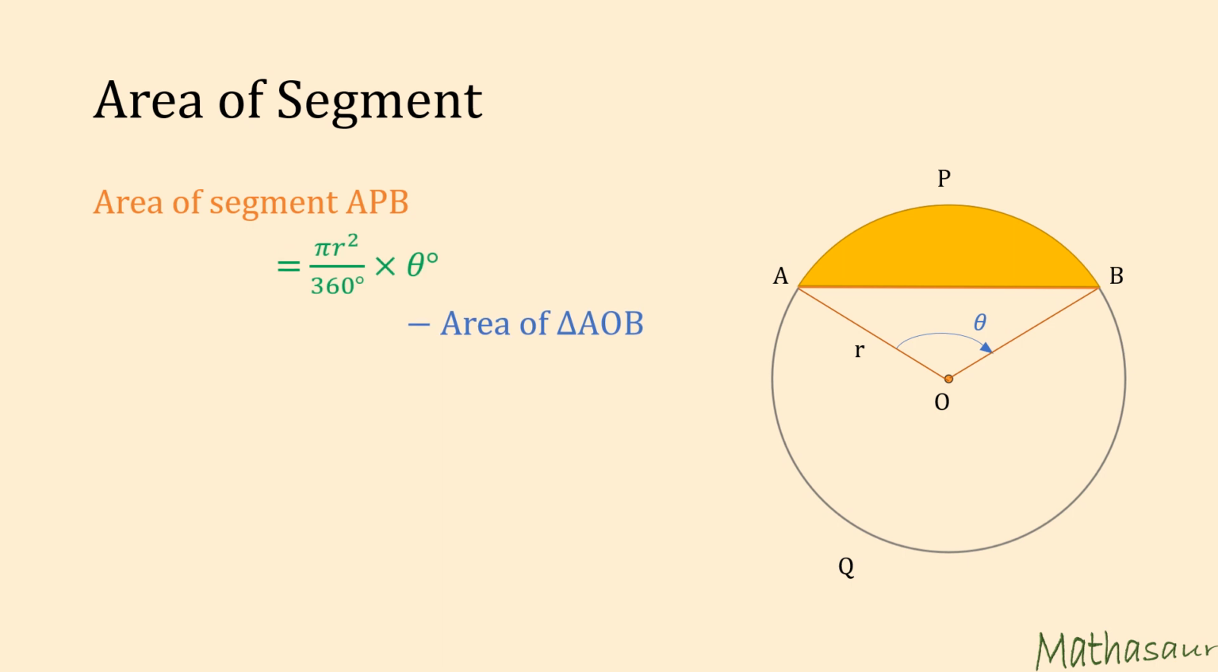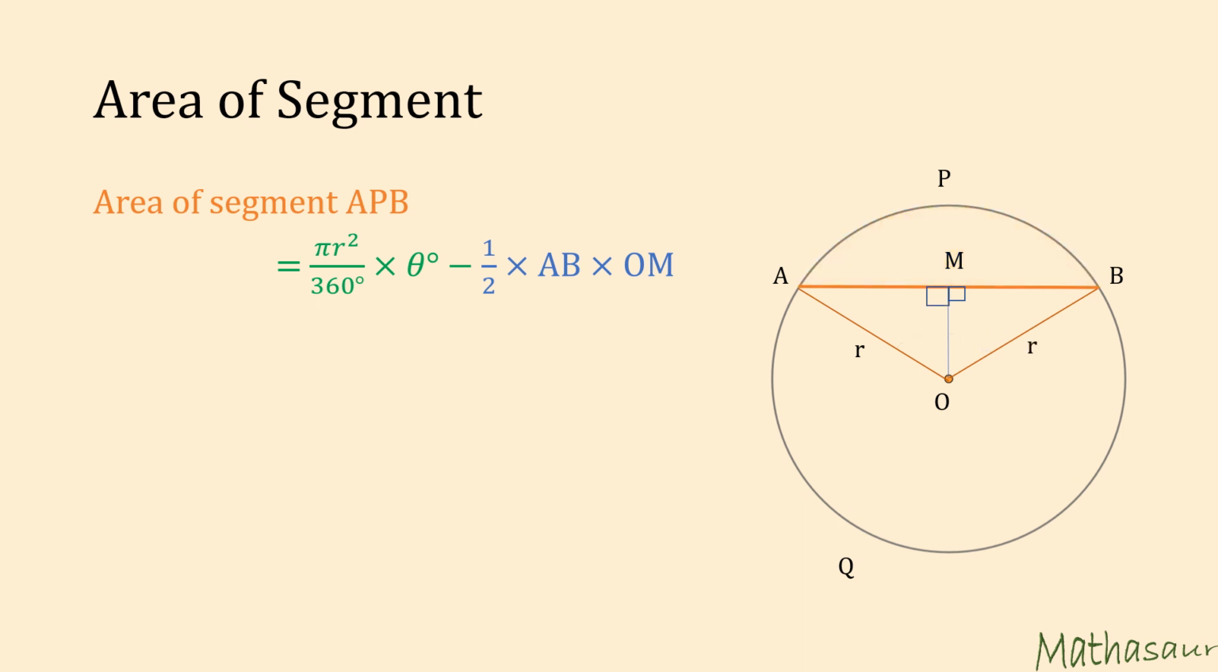Now we know that the area of a sector is equal to pi r square by 360 degrees times theta degrees, where theta is the angle subtended by the sector at the center. Now, in order to find the area of triangle AOB, let us drop a perpendicular OM on the chord AB. Now, the area of the triangle would be equal to half times base times height, or half times AB times OM. But we do not know the measures of AB and OM.